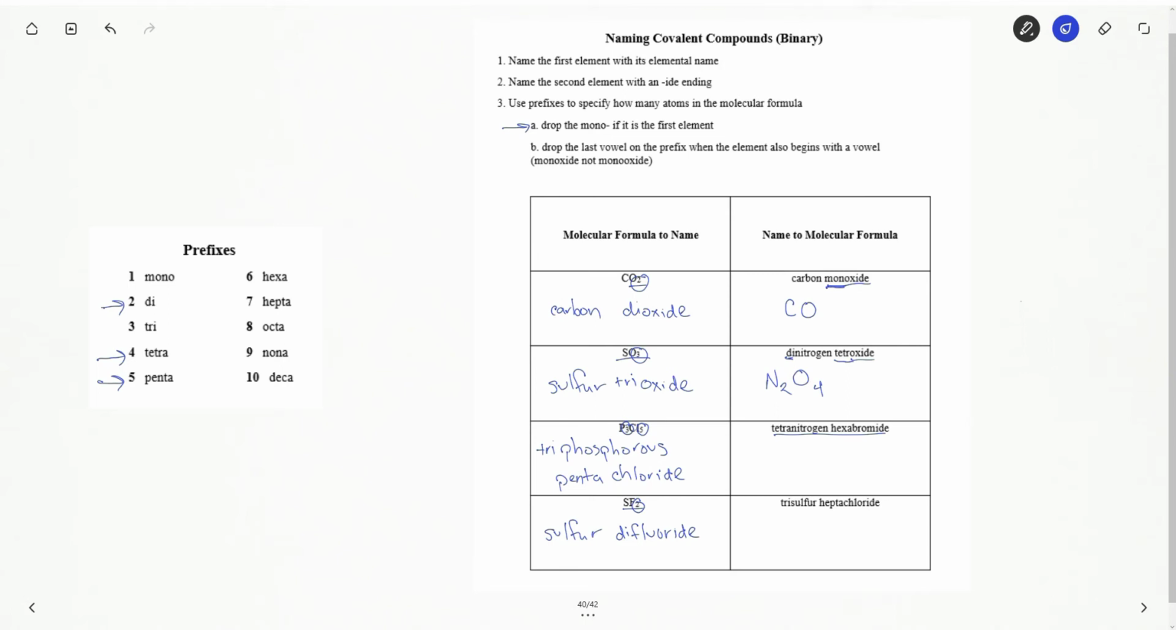My next example, tetranitrogen hexabromide. That is a mouthful. Nitrogen is N. Tetra tells me there are 4. Bromide, that's Br. Hexa up here tells me that there are 6. Last example, trisulfur heptachloride. Sulfur, of course, is S. Tri means there are 3. Chloride simply comes from Cl. Hepta here, again, you can find it over here, means that there are 7.